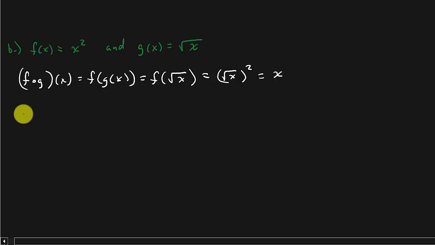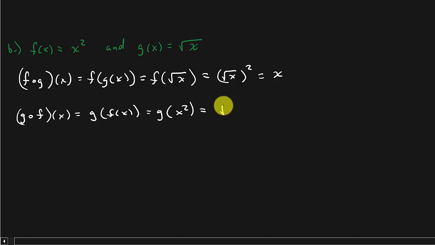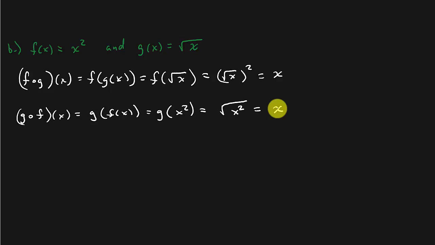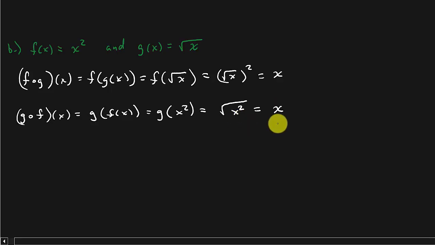Now, let's go the other way. g circle f of x. So that's g of f of x, which is g of x squared. And so this is going to be the square root of x squared. All right. So now what does this equal? Is the square root of x squared x? Pause the video and think about that for a minute. Okay. Now, that's wrong. The square root of x squared does not equal x.